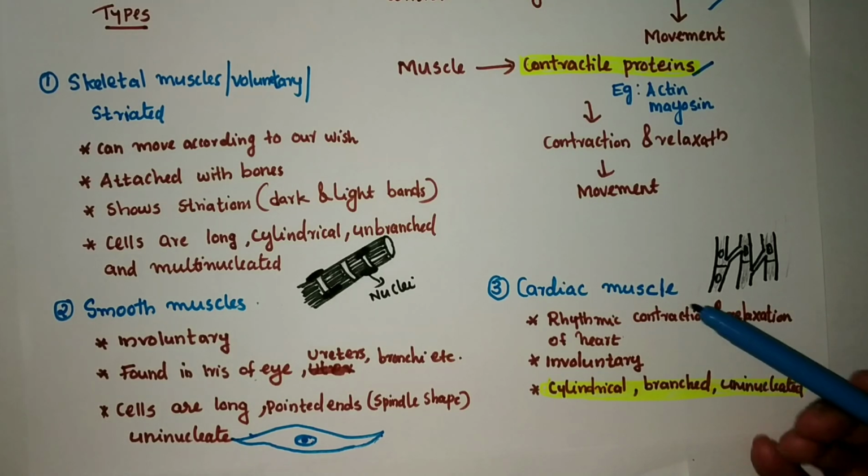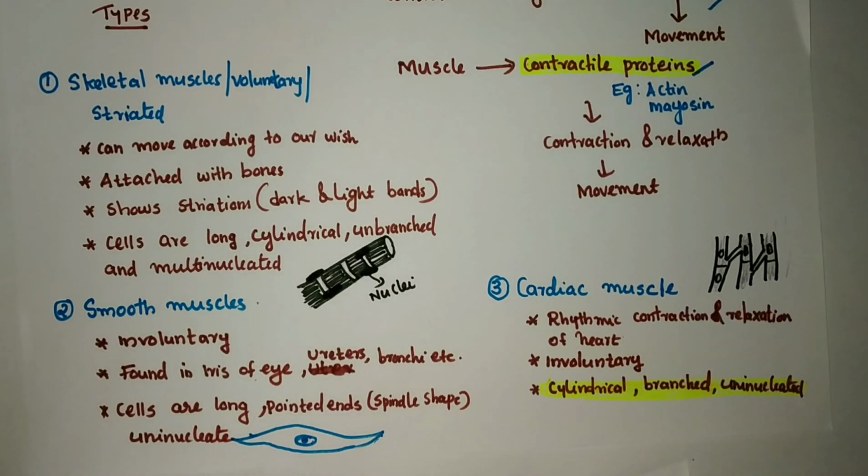The next type of muscle is cardiac muscle, which is found in the heart. The rhythmic contraction and relaxation of the heart throughout the lifetime is mainly because of cardiac muscles, which are involuntary, meaning we can't control the movement of the heart. The cells of cardiac muscles are cylindrical, branched and uninucleated. Here you can see they are cylindrical, have many branches and are uninucleated, with a single nucleus in a single cell. This is all about muscular tissue: three types, skeletal, smooth and cardiac muscles.